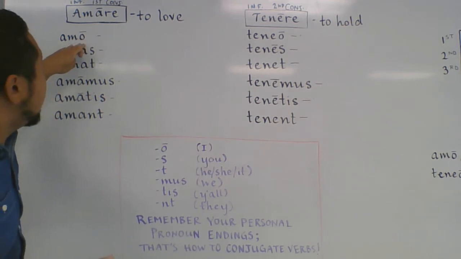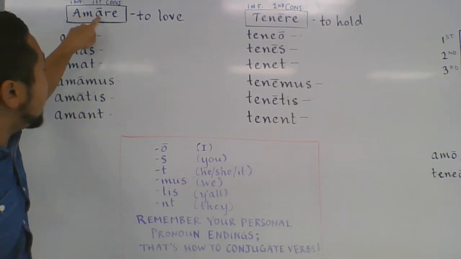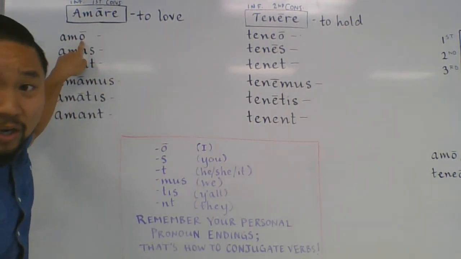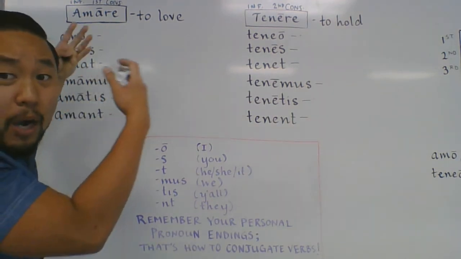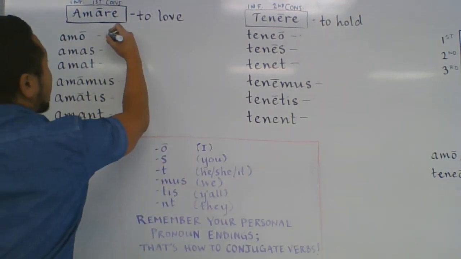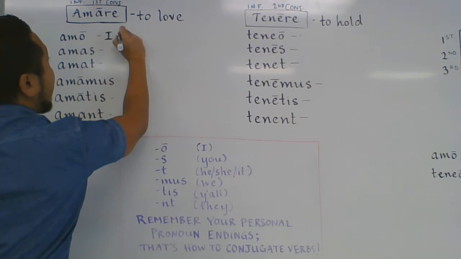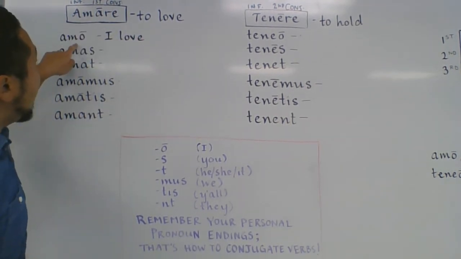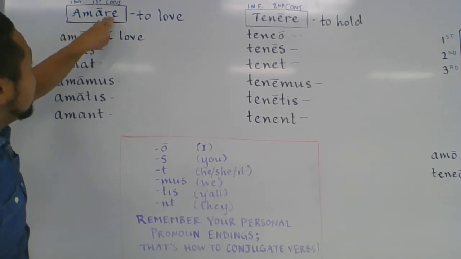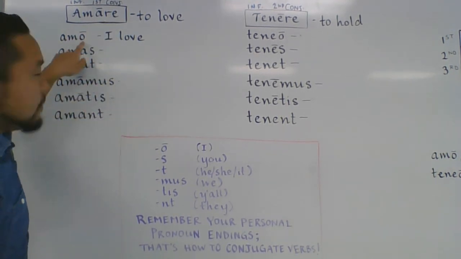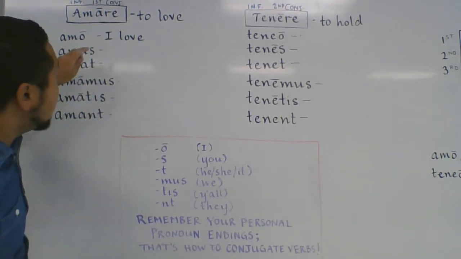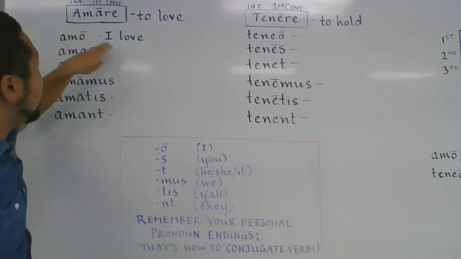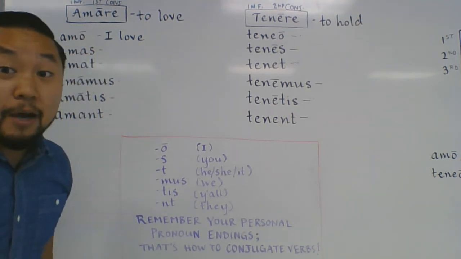It's not ama plus o. The o gets hungry and gobbles up the a. So we get amo, and amo is the Latin way to say I love. So the way we go from amare to amo, we take off the re and we add the o, but the o gets hungry and gobbles up the a. So amare becomes amo, and that means I love.